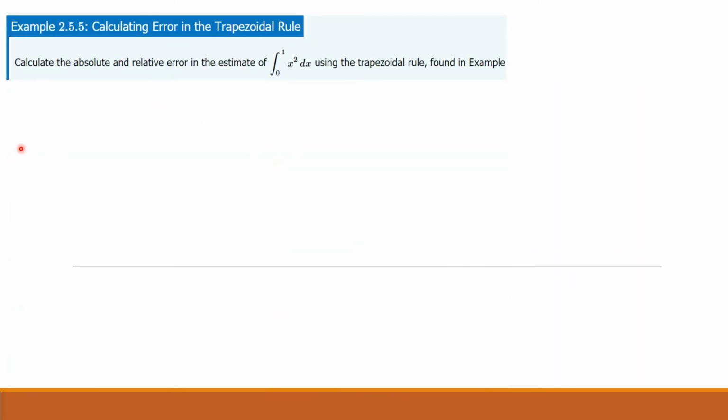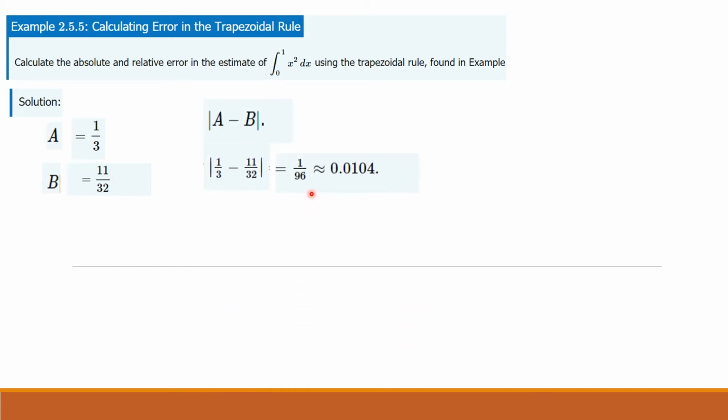So, example: calculate the absolute and relative error in the estimate of the integral of x squared dx evaluated from 0 to 1 using the trapezoidal rule found in our example. So our a, or the calculated value, is 1/3. B, or the estimated value, is 11 over 32. Plugging in, we have 1 over 96, or 0.0104. So this is our absolute error.